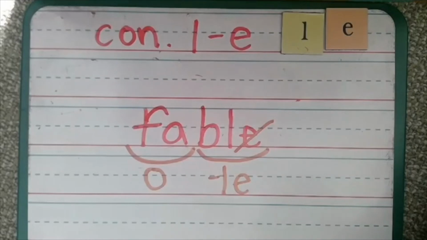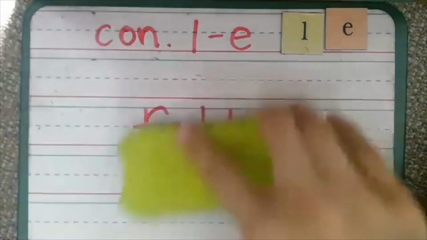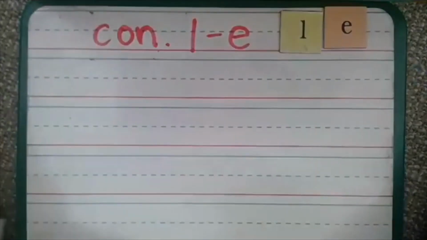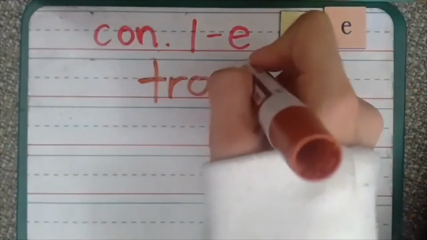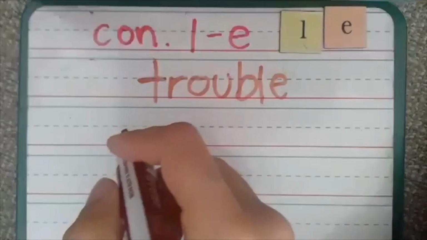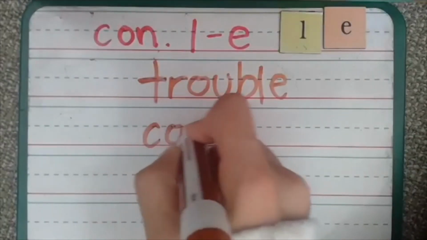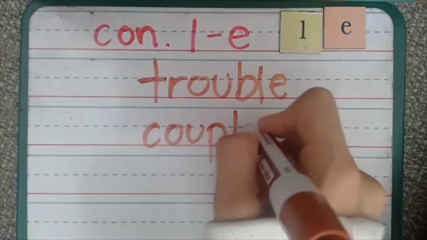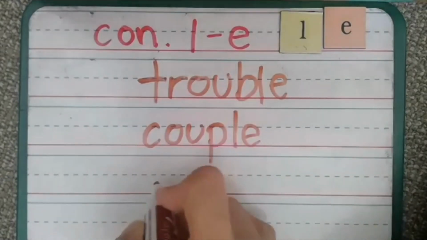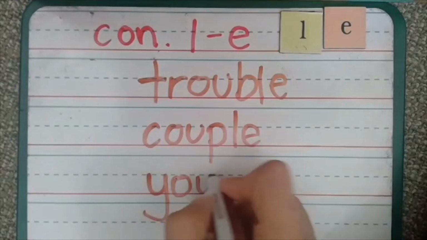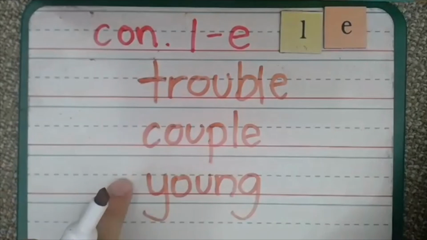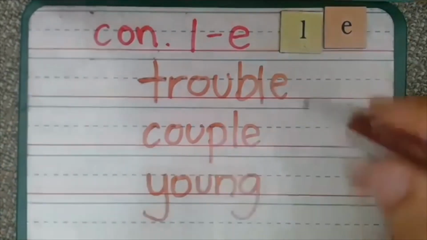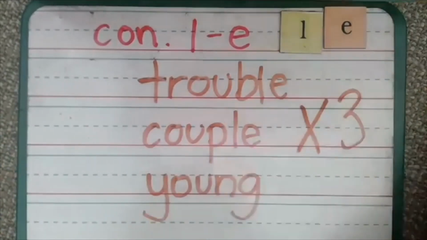Okay, we're going to work on more of these words next time. I'm going to give you the 3 trick words for today and then tell you your assignment. So the 3 trick words we're doing are trouble, couple, and young. Trouble, couple, young. Say that. Great. I want you to do these 3 times each, just like normal.